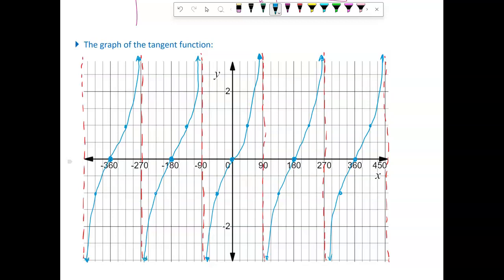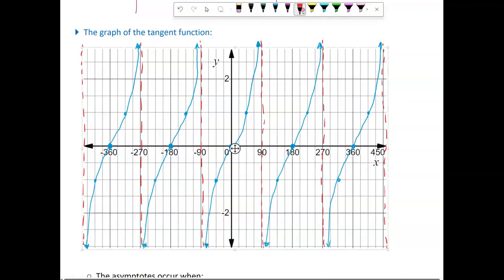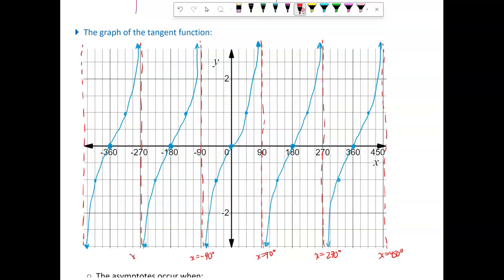Alrighty. And that is our tangent function. So again, the asymptotes happen at all the undefined spaces. We have x is equal to negative 90 here, x is equal to 90. I'm just writing the equations for all my asymptotes. x equals 270, x equals 450, x equals negative 270, and again at negative 450.